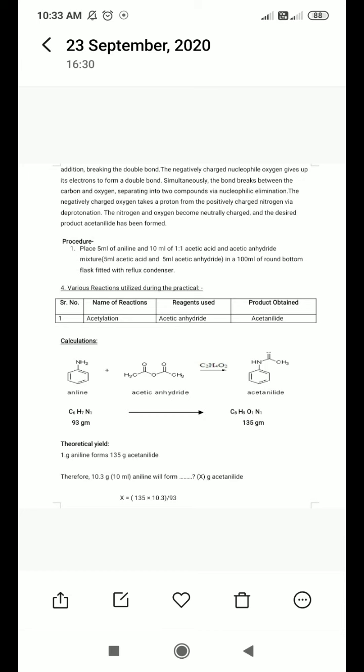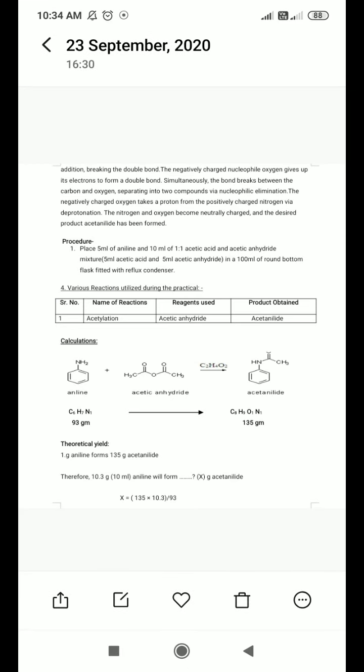Actually in the theoretical yield, the first sentence mentioned here, 1 gram aniline forms 135 gram acetanilide, actually there should be mentioned 93 gram of aniline gives 135 gram of acetanilide. Means from 93 gram of aniline you will get 135 gram of acetanilide. So 93 gram is equivalent to 135 gram. If we have taken starting material, that is aniline, 5 gram, then 5 gram aniline gives x. So x is equal to what?